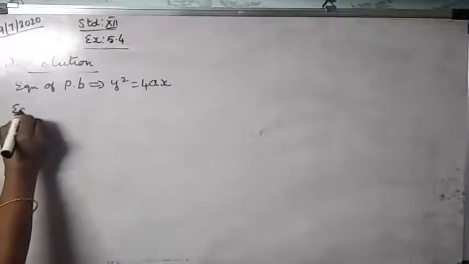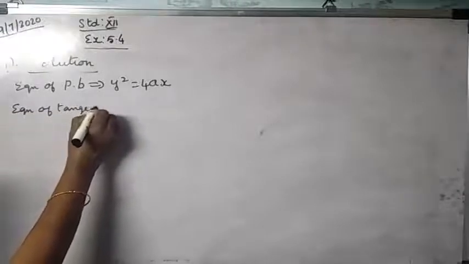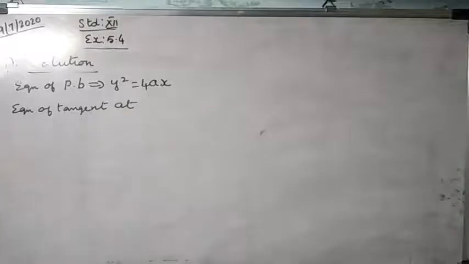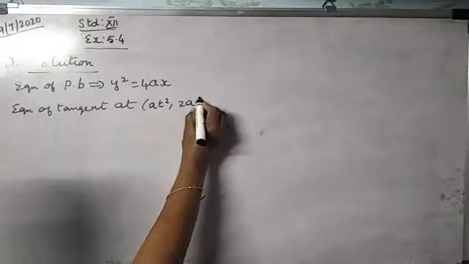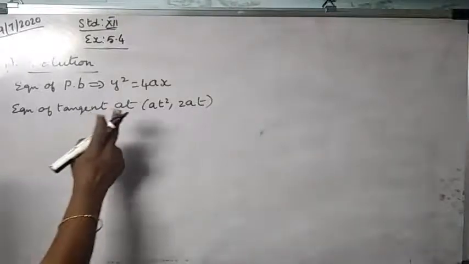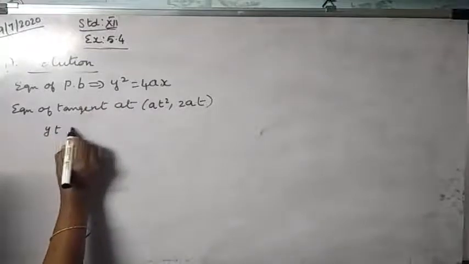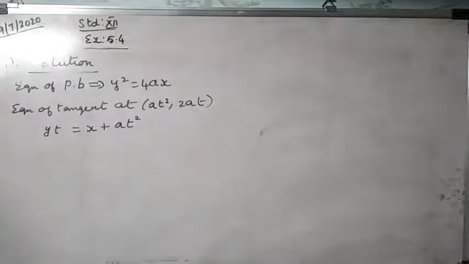Now equation of tangent at, so what is the parametric point here? a t square comma 2at. Therefore equation of tangent at this parameter is yt is equal to x plus at square is the equation of tangent.